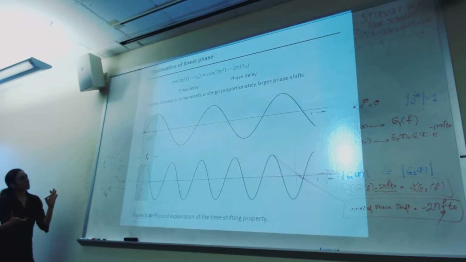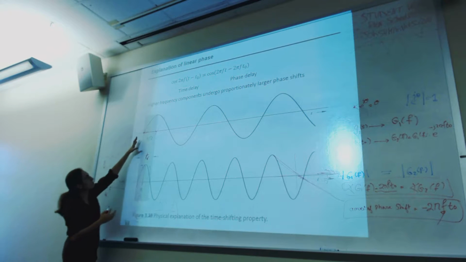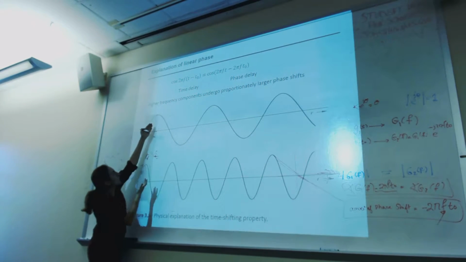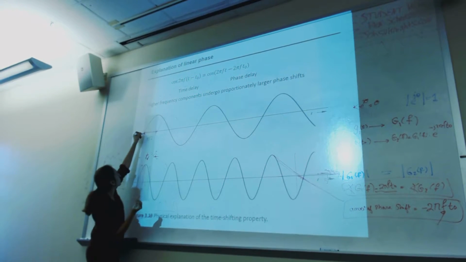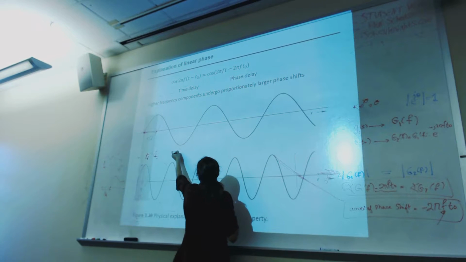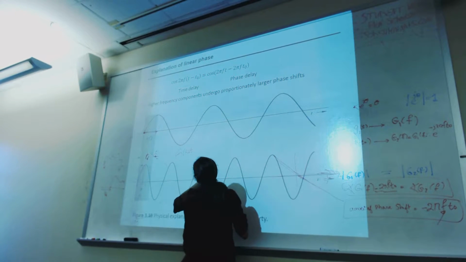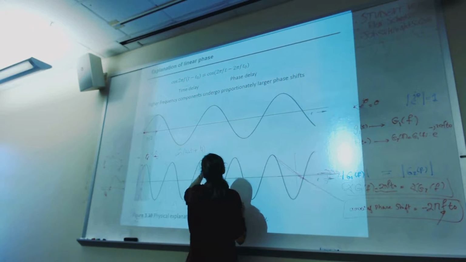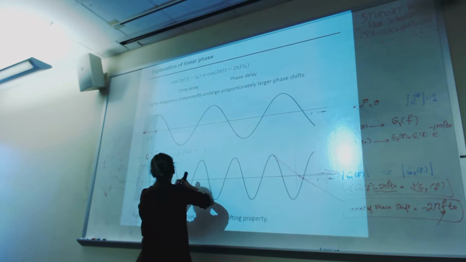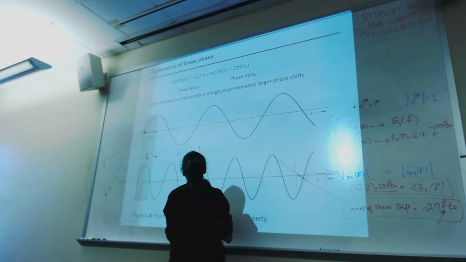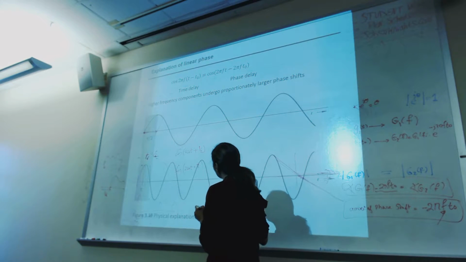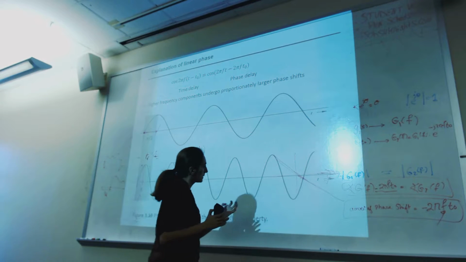I hope this example makes it clear. Again, just look at these two. I shifted both of them maybe 1 second, 2 seconds. But 1 second for this lower frequency means an amount of pi over 2, while for this one, the same shift means pi. So in other words, this is cosine of omega t. If I shift the whole thing by t naught, that might affect it by pi over 2, but for this one, with twice the frequency, the effect is pi, for the same amount of delay. So that's the interpretation of this linear phase shift.